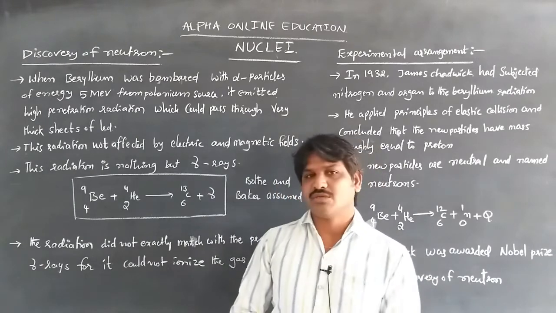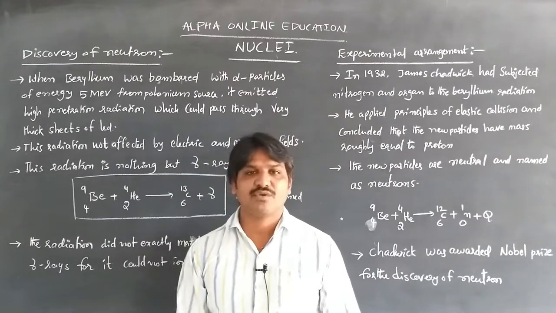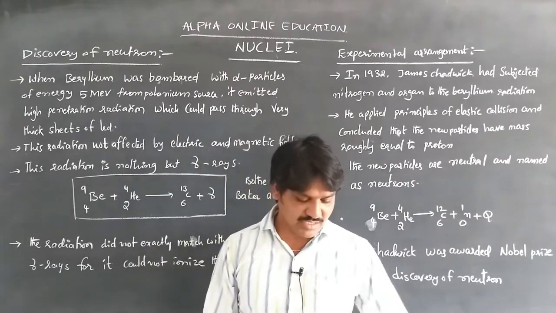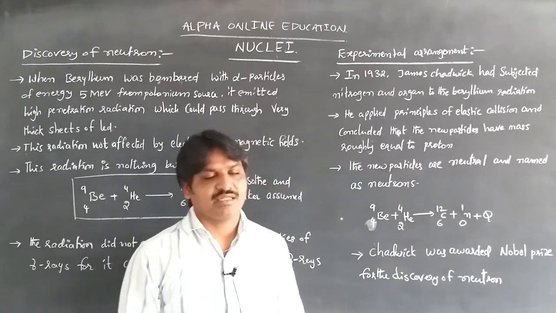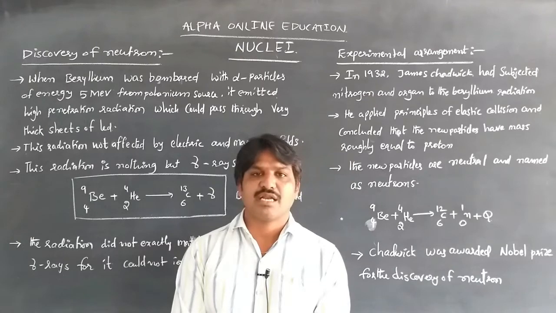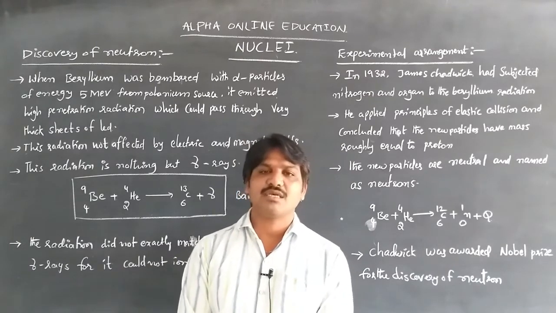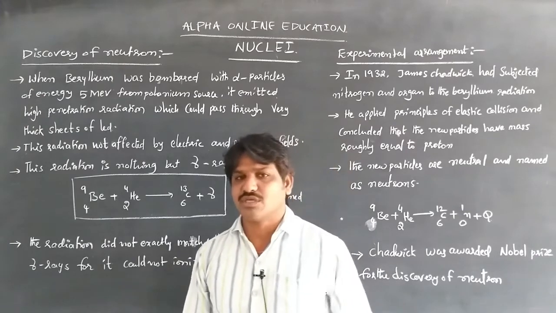Now we are going to learn about the discovery of neutron. The neutron was discovered by James Chadwick. He discovered the neutron and named it a neutron. Before Chadwick, Bothe and Becker had given some ideas about the neutrons.